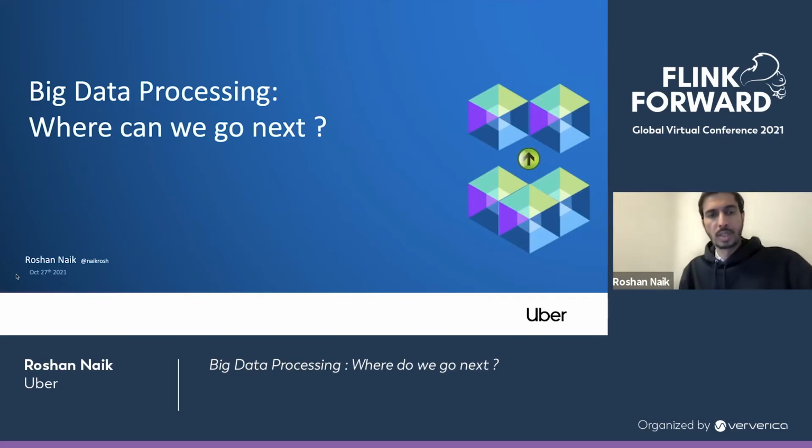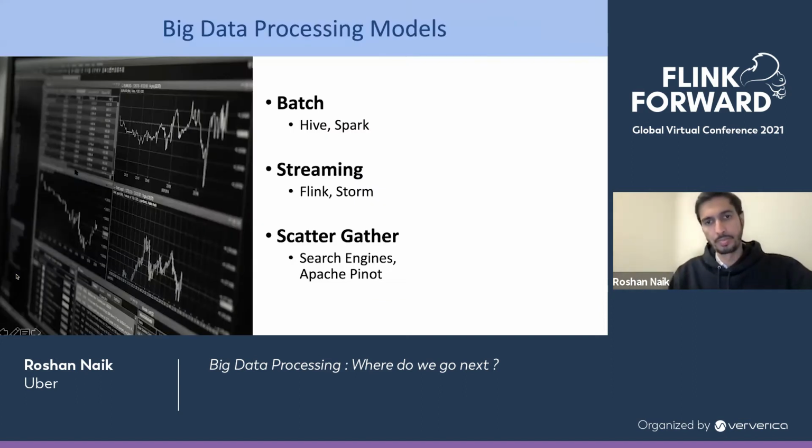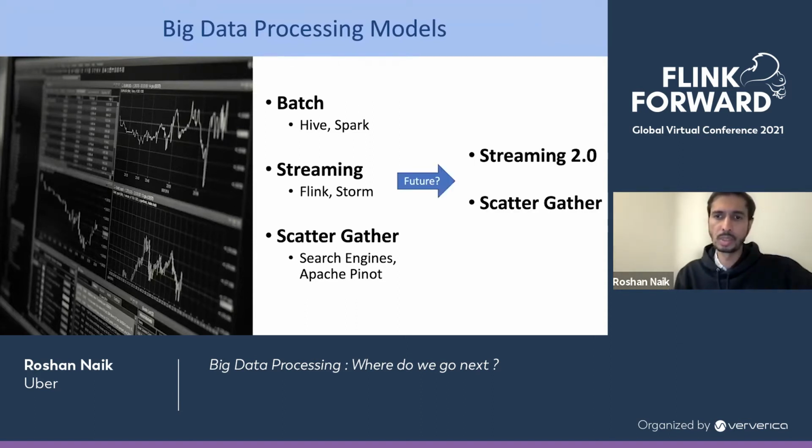So the need for big data processing keeps growing, and the space has been evolving steadily for the last couple of decades. This talk is an exploration to see where we can potentially go next. These are the three major models that we use for processing big data: batch, streaming, and scatter gather. The objective of this talk is to see if we can simplify this to two models, streaming 2.0 and scatter gather.